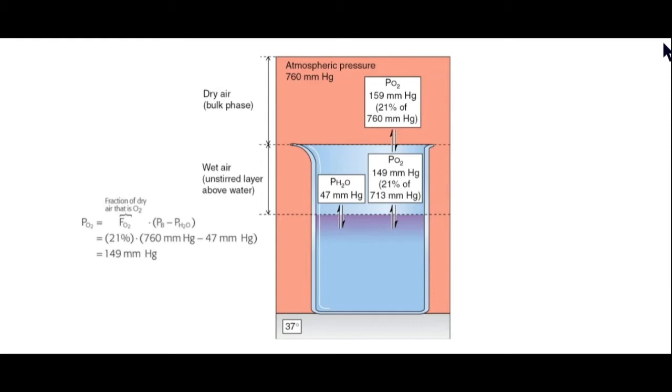That's not too far off from the water vapor that you would have in the air if you had humidified air at the same temperature.